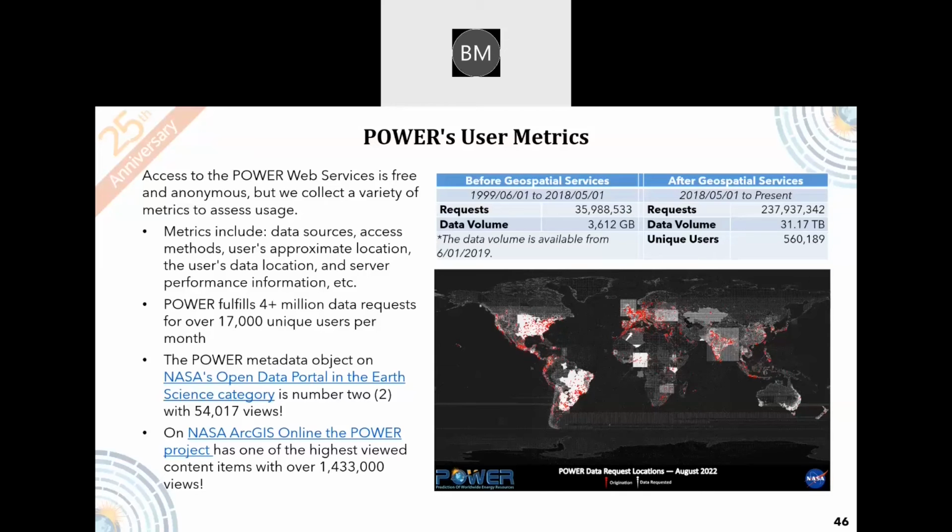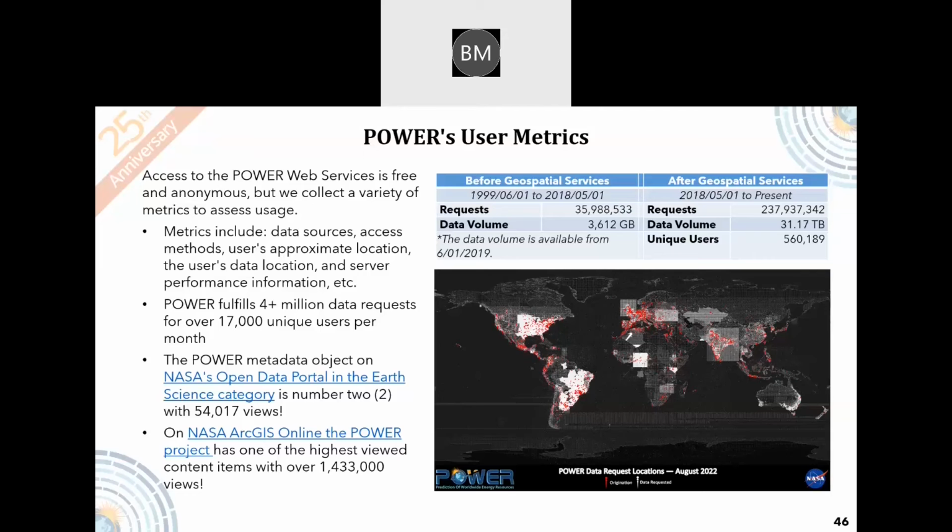So Power prides itself on being able to support people from all over the world with the data they need to conduct their specific analysis. In a general average month, we support about 4 million data requests, sometimes a lot more, and we average about 17,000 unique users.